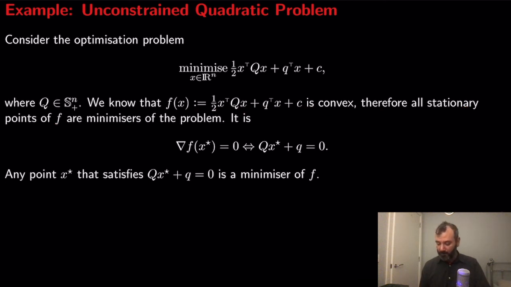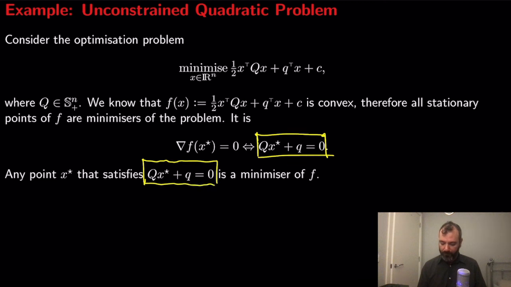It's not too difficult now. This is what characterizes stationary points. We need to solve this equation over here. We know what the gradient is. It is big Q times x plus little q. We need to solve this equation. So now solve this equation if you can. And if you can, you have determined a minimizer.